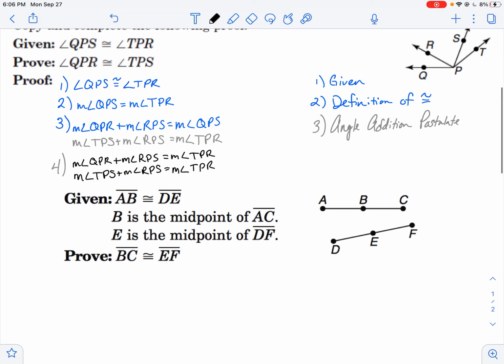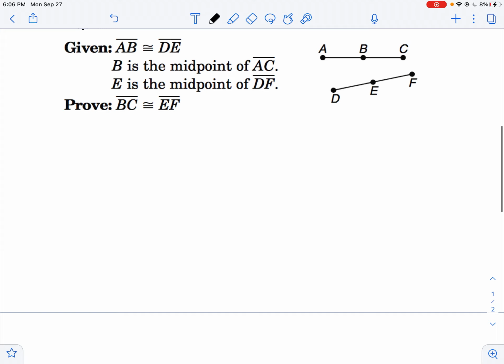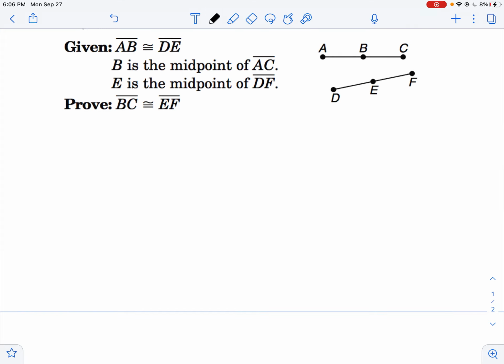And our last proof, AB is congruent to DE, B is the midpoint of AC, E is the midpoint of DF. I'm just going to assume that you understand that those are my given statements, and I'm not going to write those out just to save time. So let's define some things. AB equals DE by the definition of congruence. Cool, that's done.